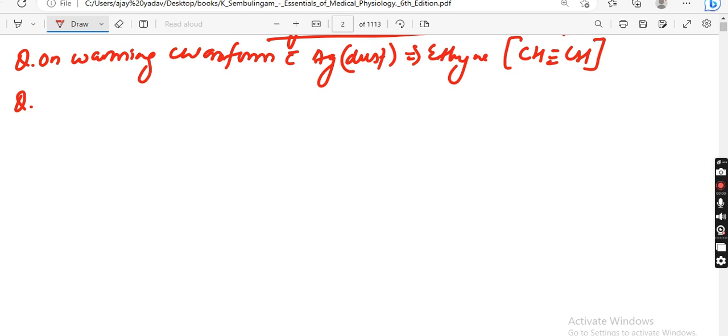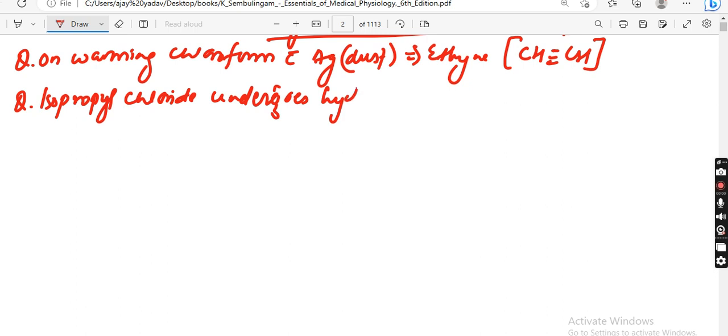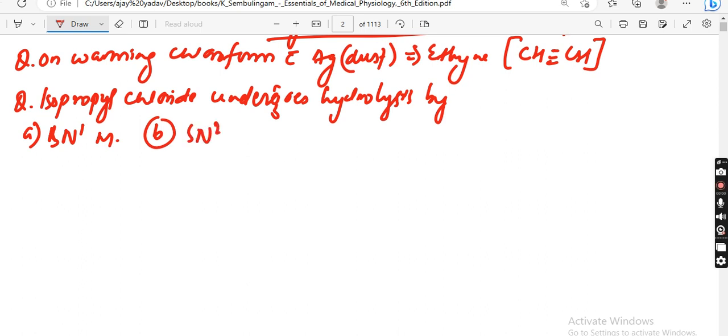Isopropyl chloride undergoes hydrolysis by: A, SN1 mechanism; B, SN2 mechanism; C, both; D, none known. So it will undergo by both. Okay, it will undergo by both, possible.